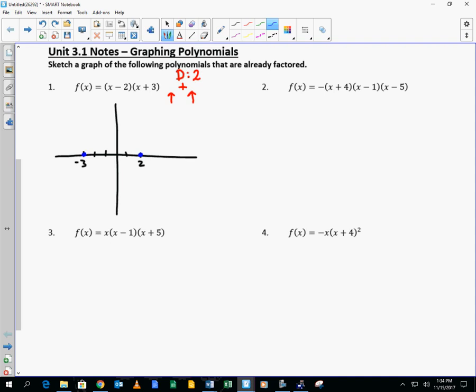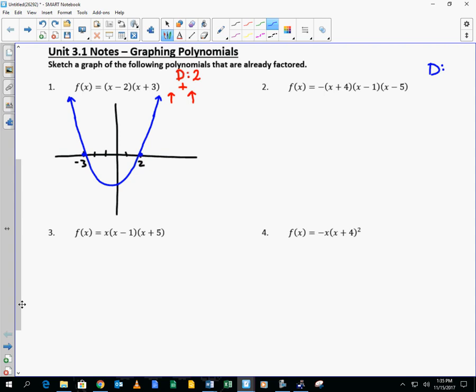So it crosses through those two spots. We know it starts up, we know it ends up, and we will just draw single roots in between. And then, no surprise, that's a parabola. Basic example done. Good to go? Okay. Let's make some headway here.